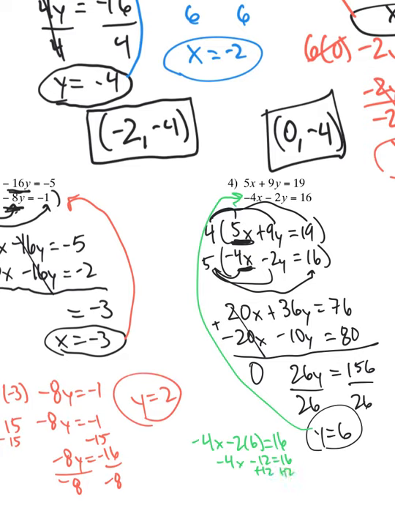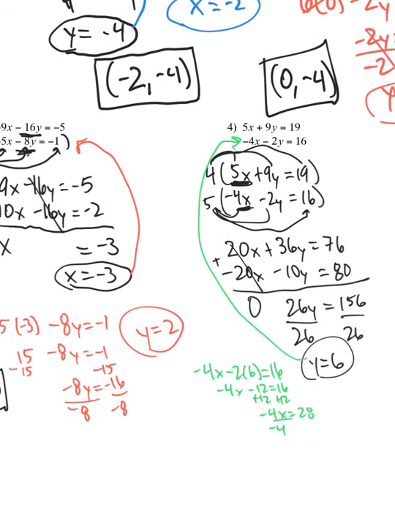Add 12. That's negative 4x equals 28. We've got to divide by negative 4. And we've got x equals negative 7. So the solution here, guys, the x, y ordered pair, is negative 7, comma 6. So guys, there's four different examples of elimination, all following that same elimination process, just different degrees of difficulty.